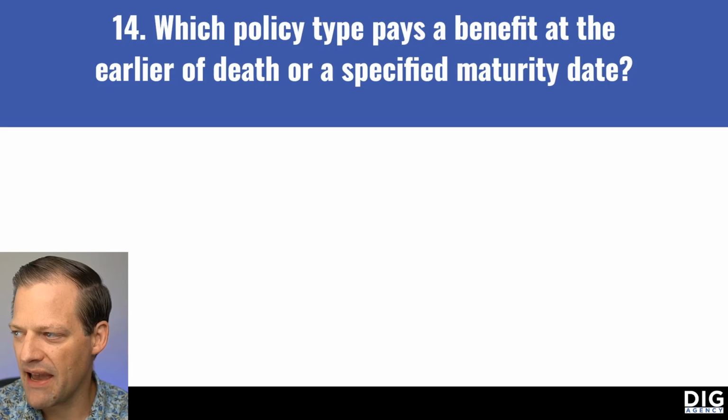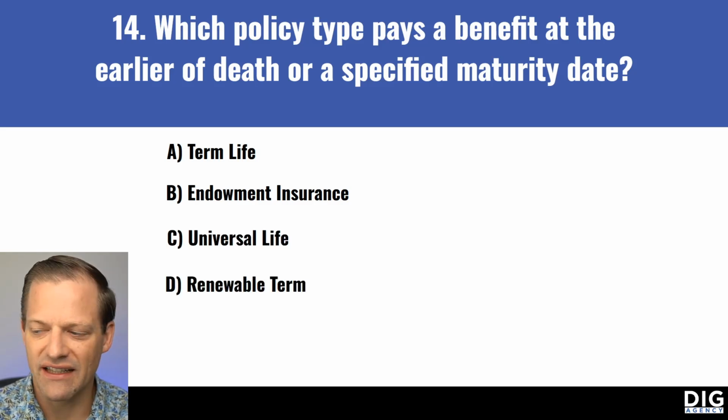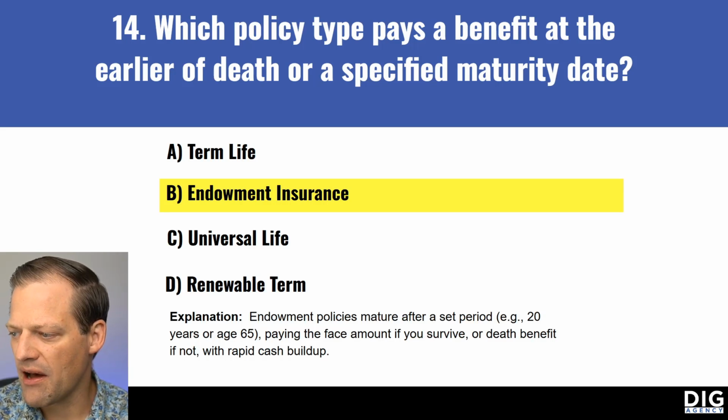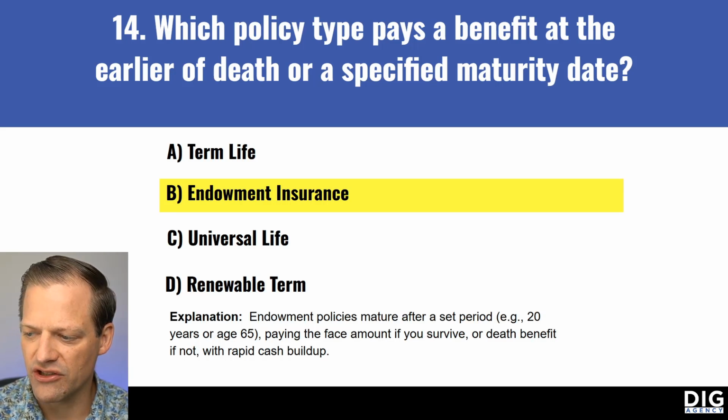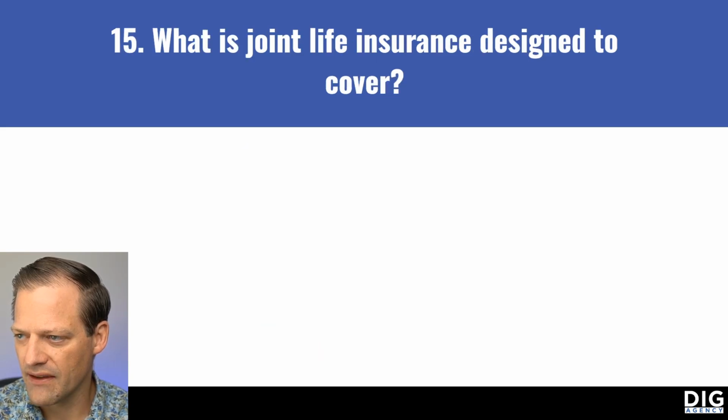Which policy types pay a benefit at the earlier of death or a specified maturity date? Is it term life, endowment insurance, universal life, or renewable term? The answer here is endowment insurance. And endowment policies mature after a set period, typically 20 years or at age 65, paying the face amount if you survive, or the death benefit if not, with rapid cash value buildup.